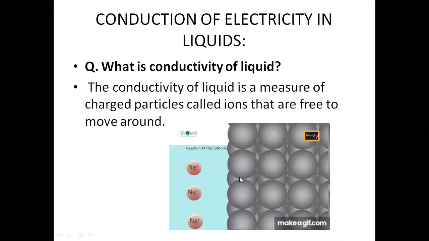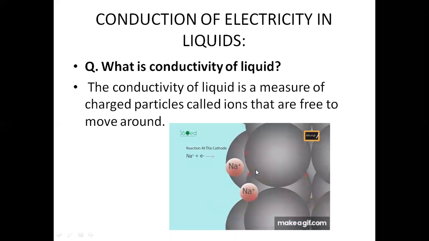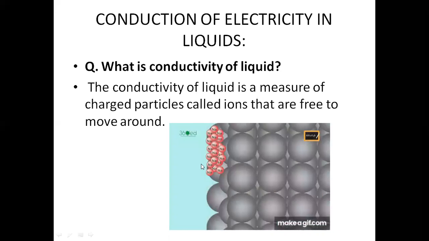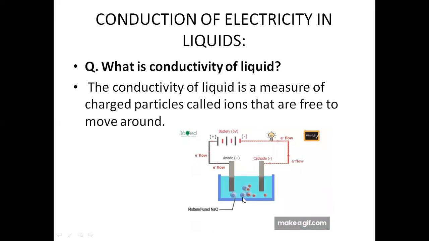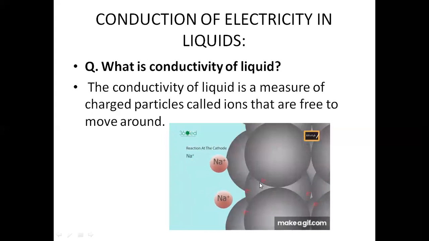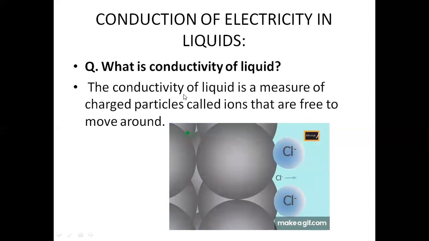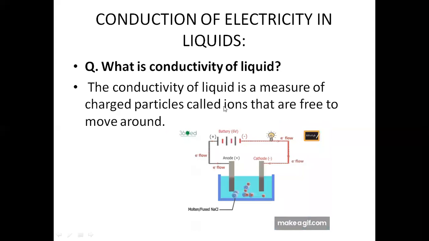So some salts, like common salt and copper sulfate, in their crystal form, when they are in solid form, do not conduct electricity. But in aqueous form, because of the formation of ions, they become conductors. This is what is given here. The conductivity of liquid is a measure of charged particles called ions that are free to move around. Just observe how the ions are moving.